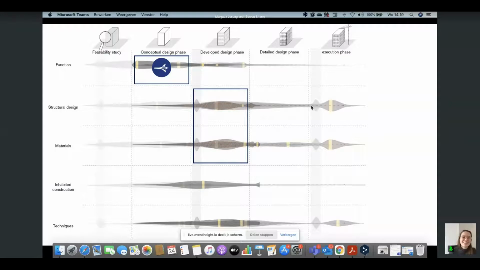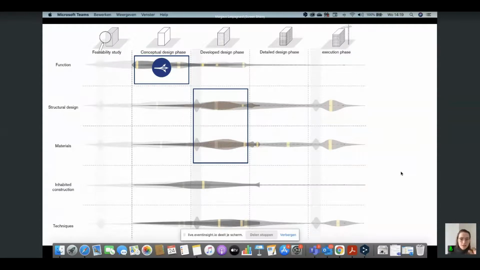The second key phase we defined was the developed design phase for structural design and materials. We took these two aspects together because they are continuously influencing each other.